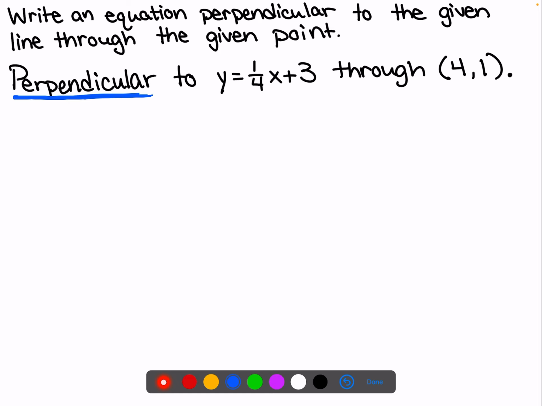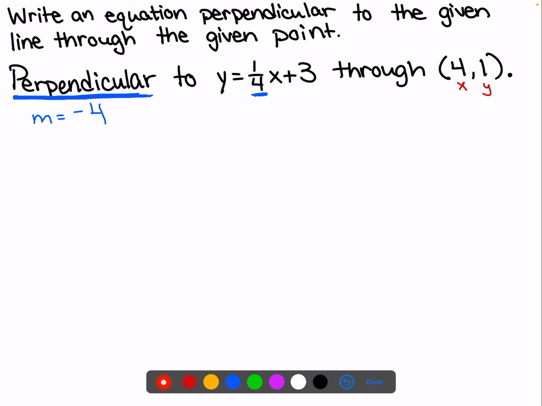All right, so looking at this, we're trying to find a line that is perpendicular to the given line and goes through the point 4, 1. So if we have perpendicular slopes, they are opposite reciprocal. So if my slope is 1/4 right now, my slope will become negative 4. Again, I flip my fraction, which becomes 4 over 1, and then I take the negative sign from it. Now, at this point, I still have 4, 1 for my point. So that's the point that we're going to go through.